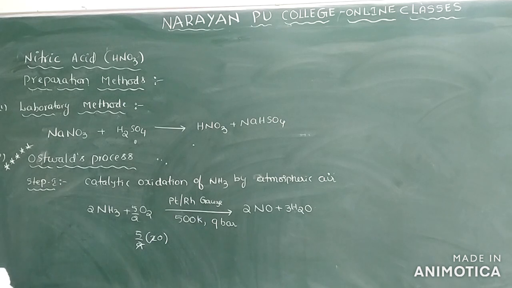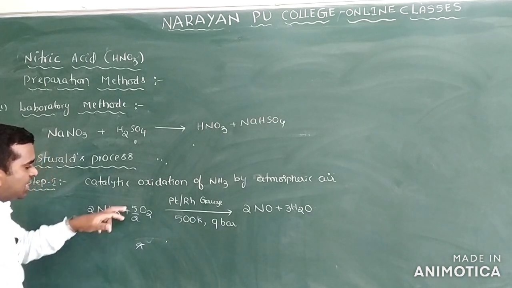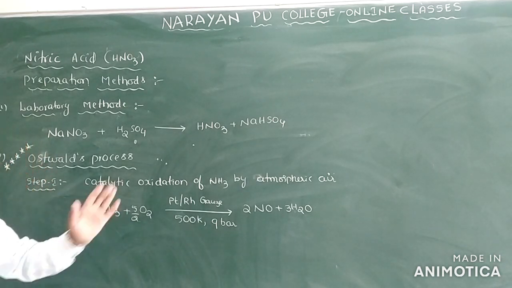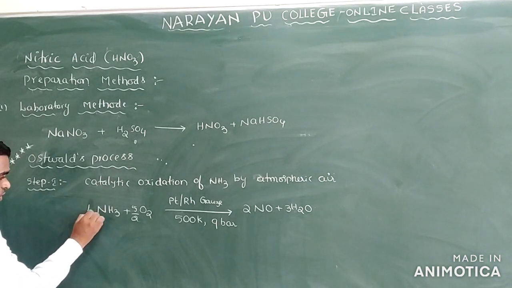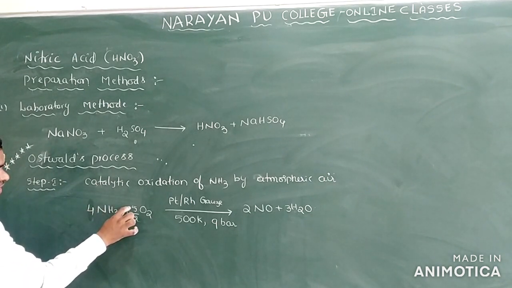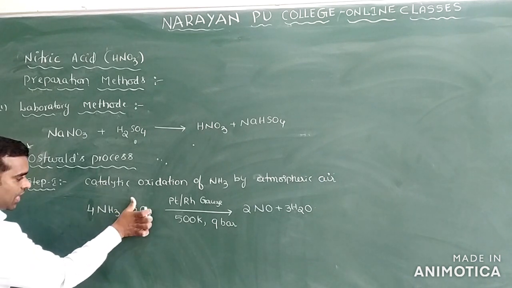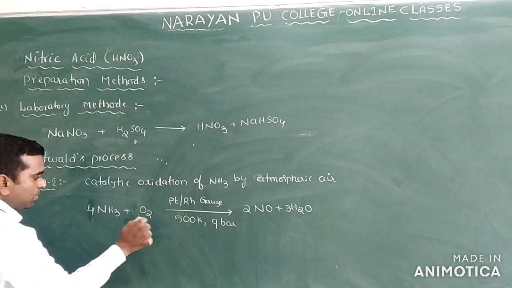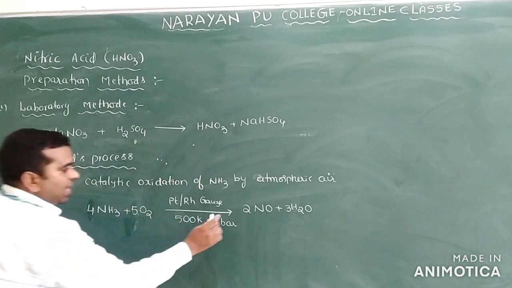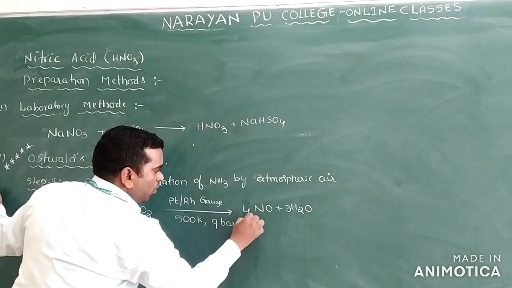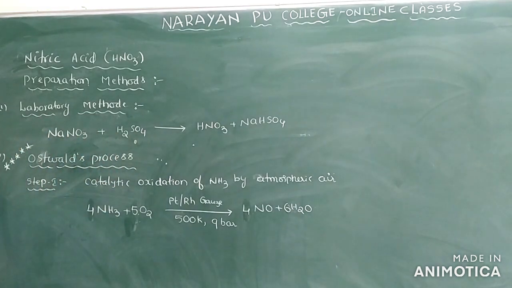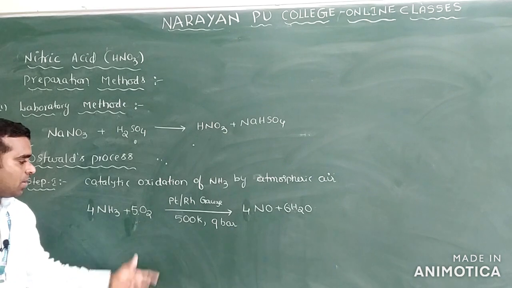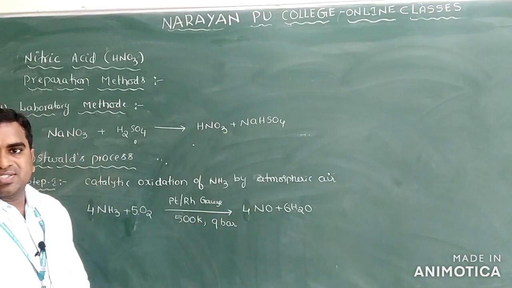Clear? But you know that it is a fractional 5 by 2, so that's why I will multiply the whole equation with 2. Then 2 into 2, what will you get? 4. And if I multiply with 2, 5 by 2 into 2 you will get only 5, means you have to multiply this one with 5, and here 2 into 2 is 4, and here 6. Clear? So this is about balancing, how to balance the equation.